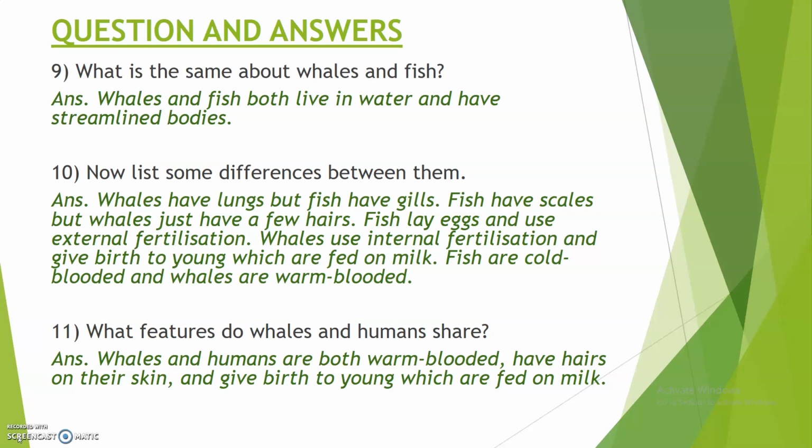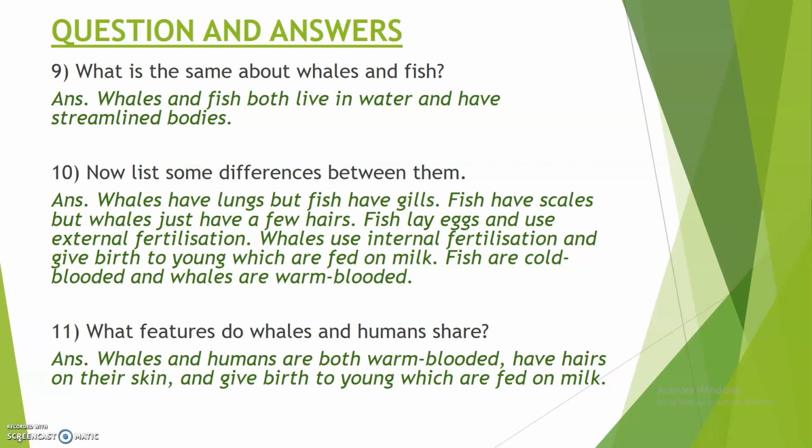Now, 10th question. List some differences between them. Now we have to discuss the differences between whales and fishes. Why do whales belong to mammals and fishes do not? The answer is, whales have lungs but fish have gills. Gills are the respiratory organ of fishes, whereas for whales, the respiratory organ is lungs, as we human beings have. Fish have scales but whales just have a few hairs. Fishes have scales, but instead of scales, whales have one important feature of mammals, that is hairs.